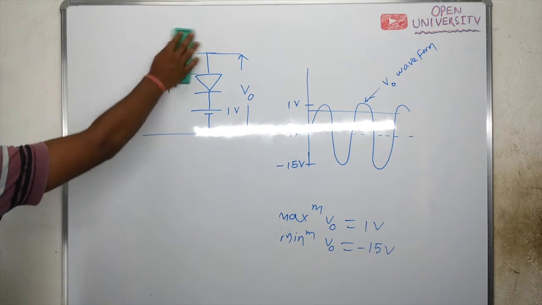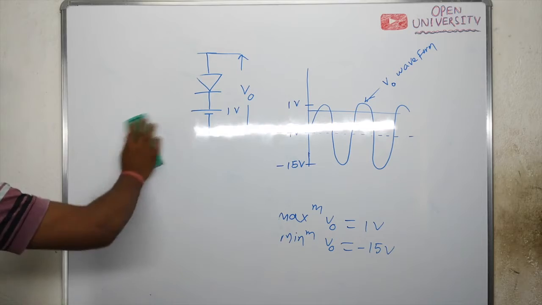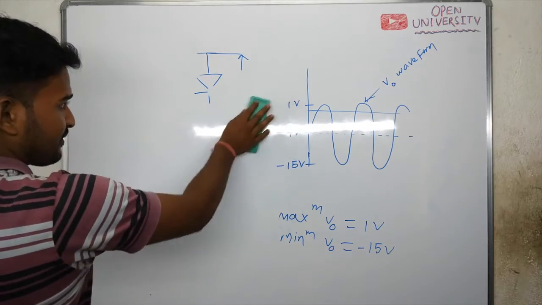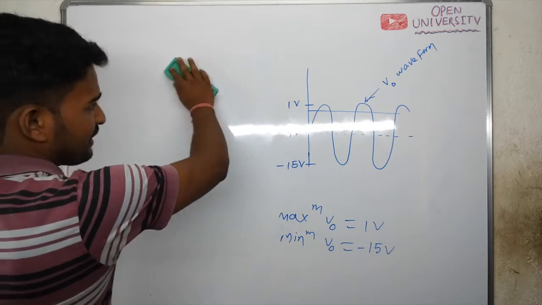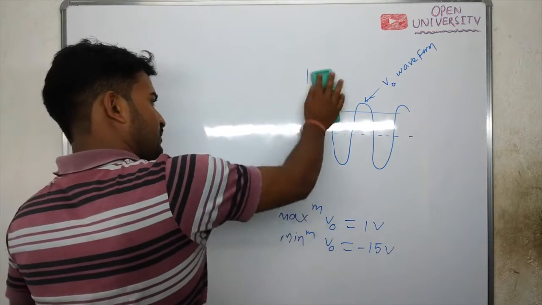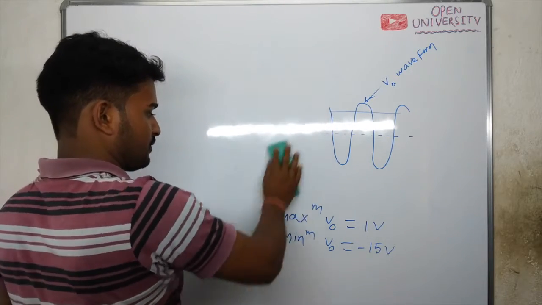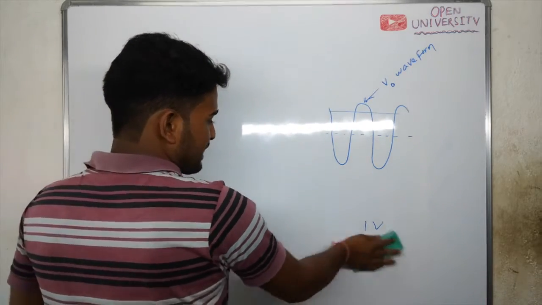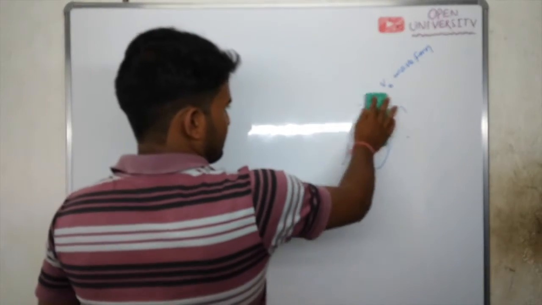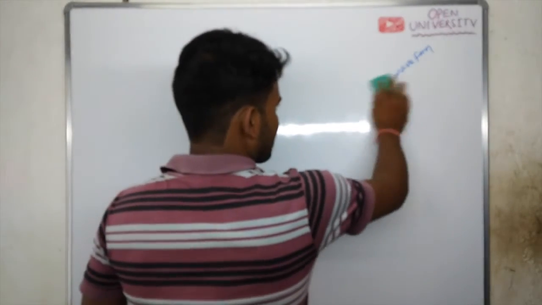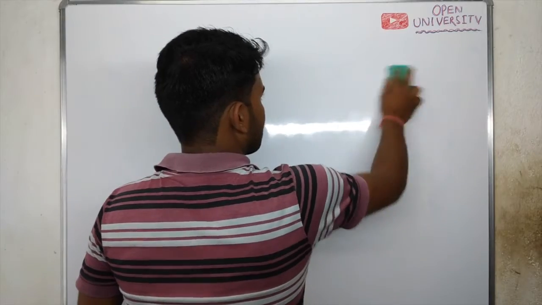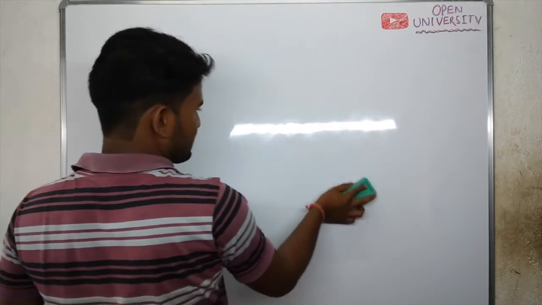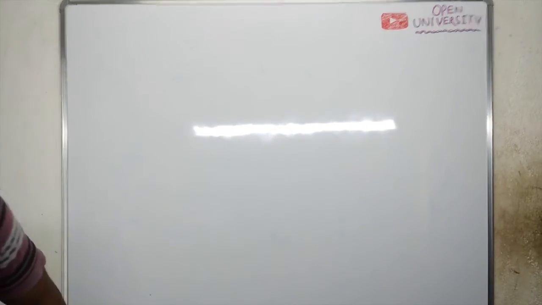The clamper circuit we discussed here was an ideal clamper, where there was no discharge path. Okay, only diode and capacitor. If only diode and capacitor is present, it is called an ideal clamper.